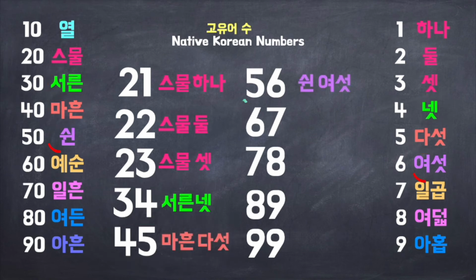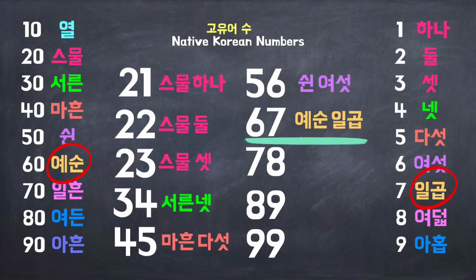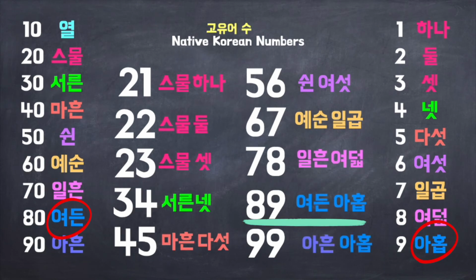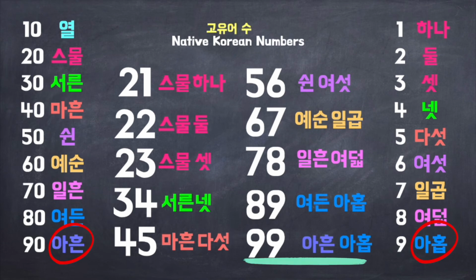마흔다섯, 쉰여섯, 예순일곱, right? 일흔여덟, 여든아홉, and finally 마흔아홉. Well done.